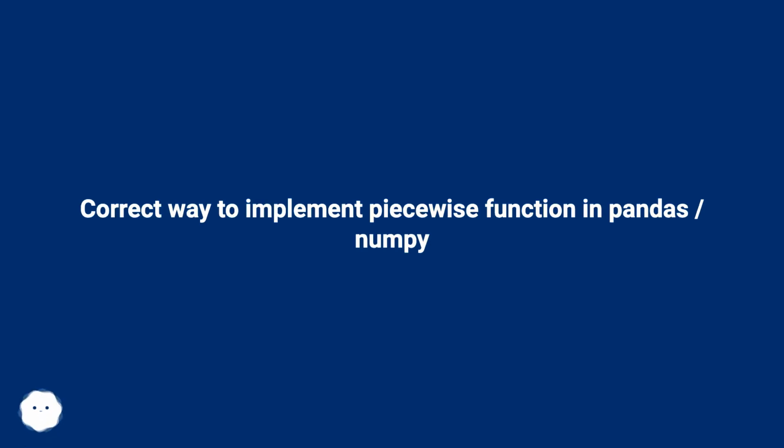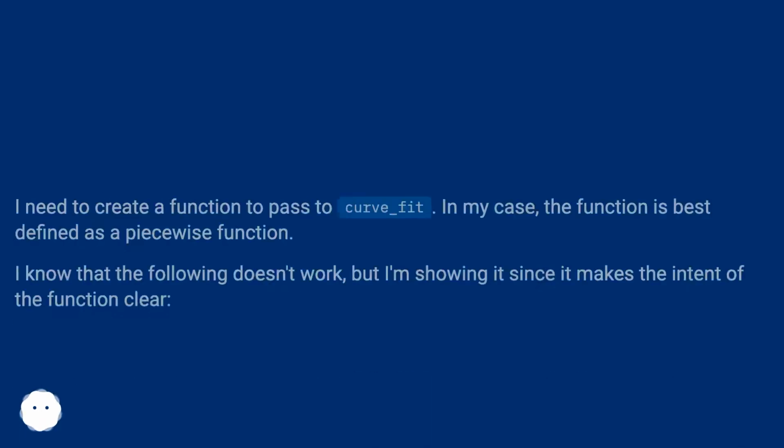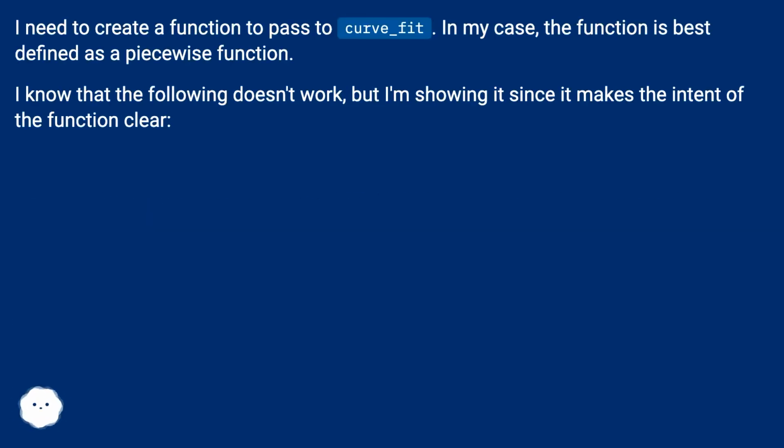Correct way to implement piecewise function in Pandas to Numpy. I need to create a function to pass to curve_fit. In my case, the function is best defined as a piecewise function. I know that the following doesn't work, but I'm showing it since it makes the intent of the function clear.